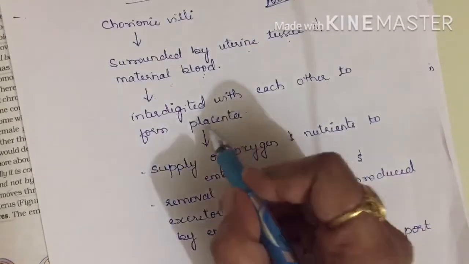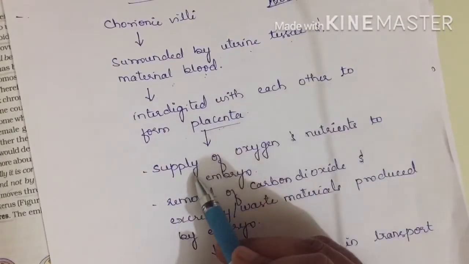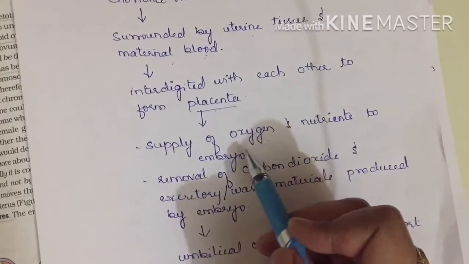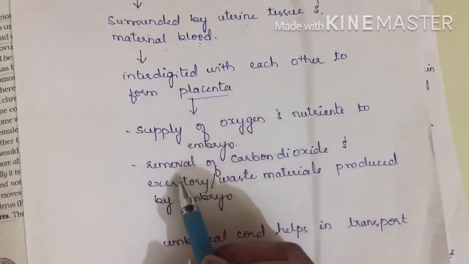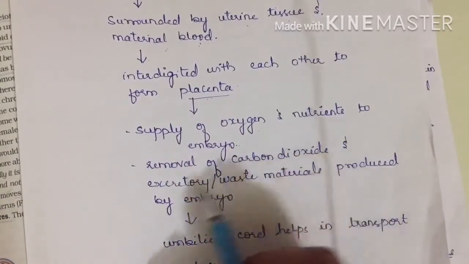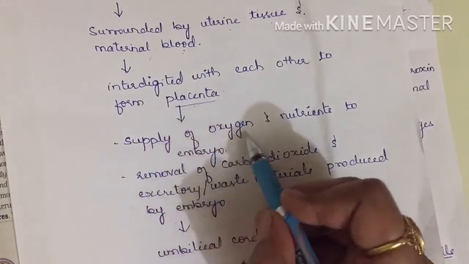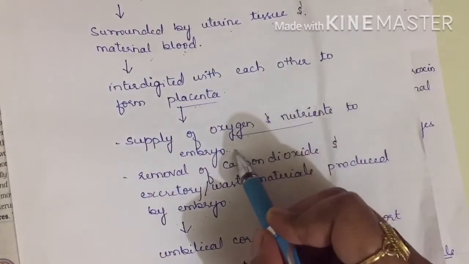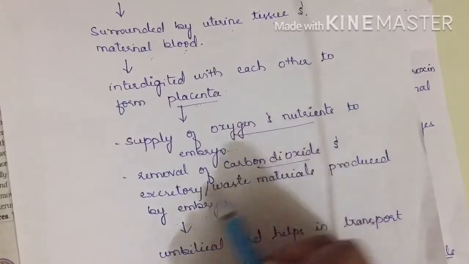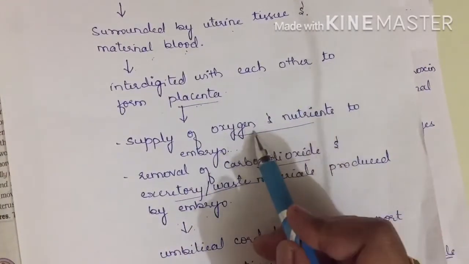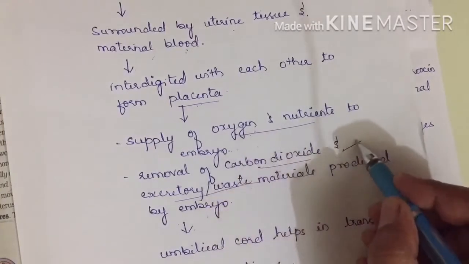Now, what is the function of the placenta? The placenta supplies oxygen and nutrients to the embryo. Another function is removal of carbon dioxide and excretory waste materials produced by the embryo. Oxygen and nutrients are provided to the embryo from the mother, and carbon dioxide and excretory waste are removed from the embryo to the mother.